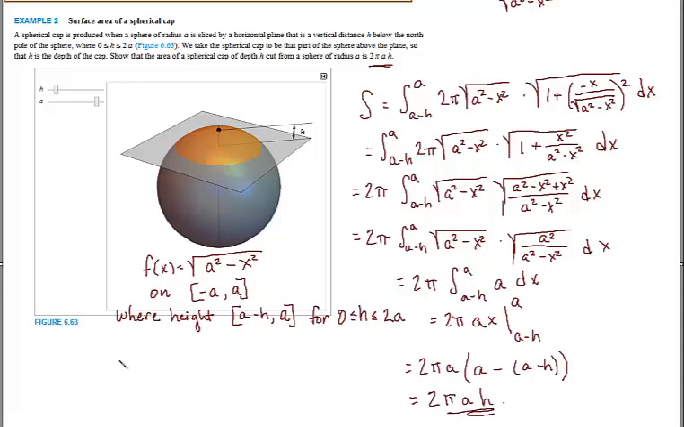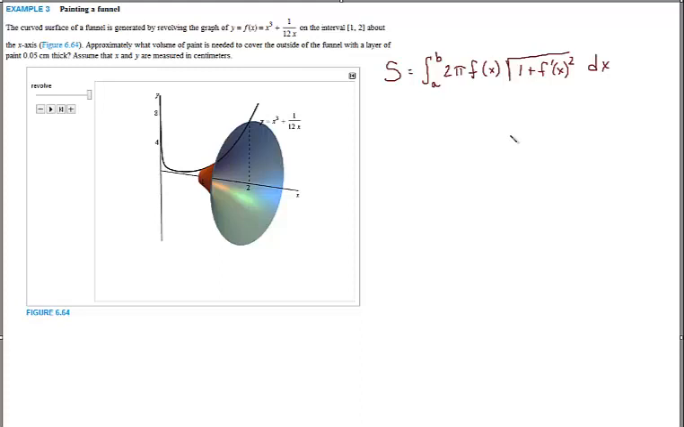And the hardest part is this setup here, figuring out your limits of integration. It's a circle that's just been rotated, so that part wasn't hard, but this set of limits of integration is a bit tricky. And then after that, it's just working through the integral and the algebra.